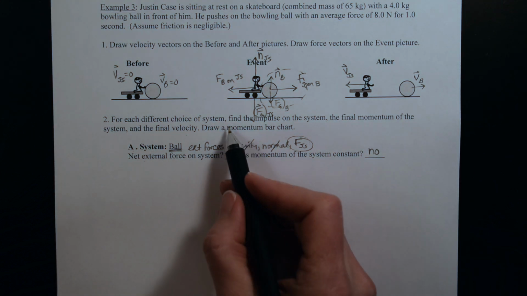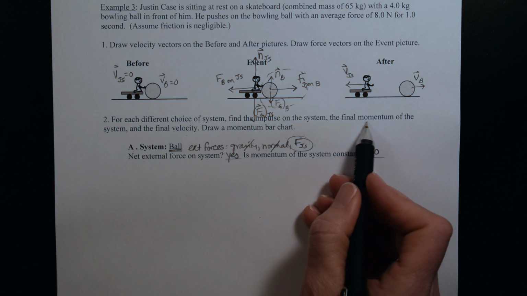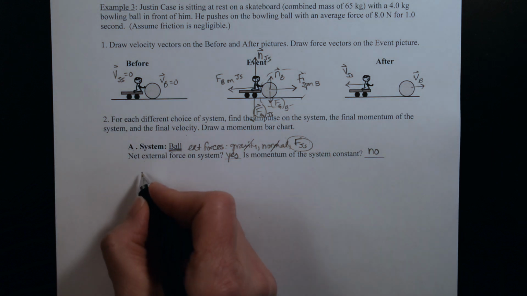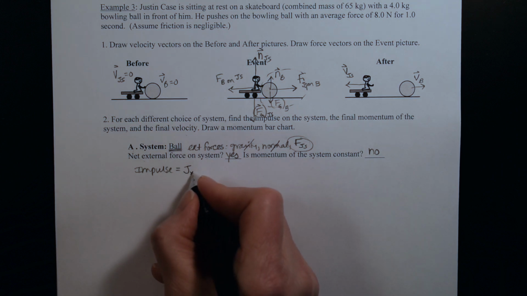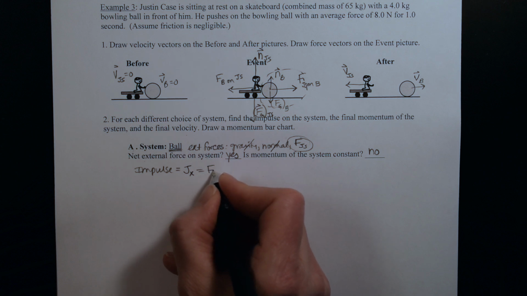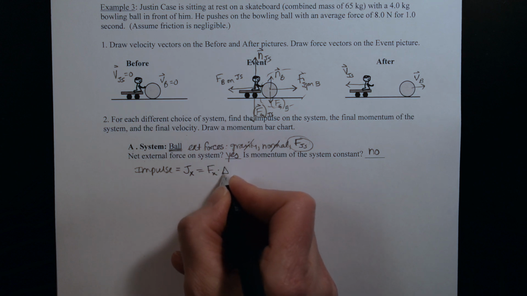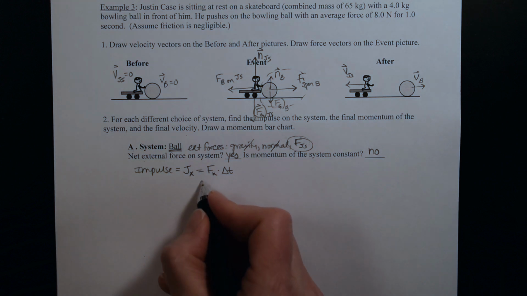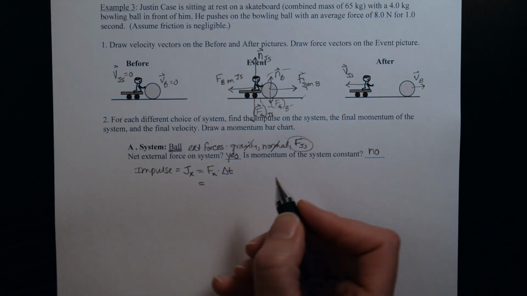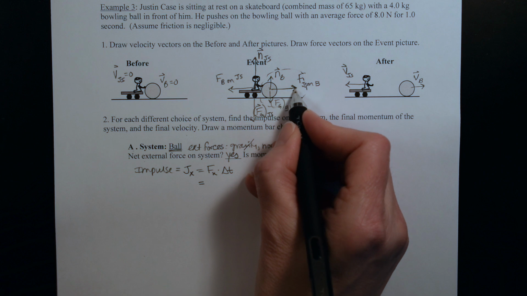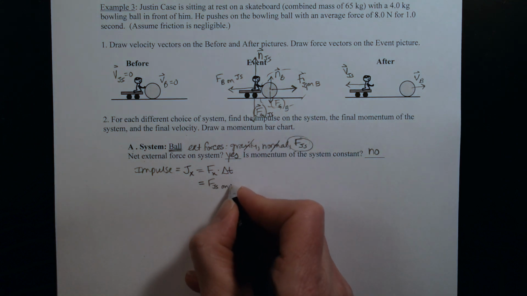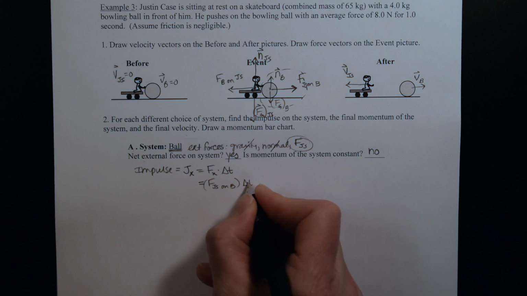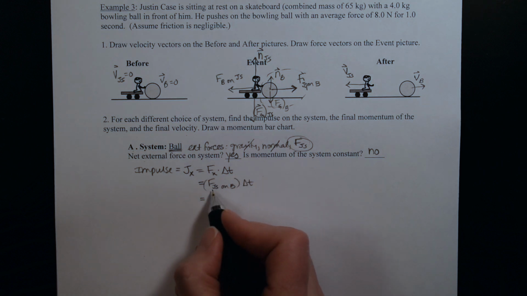So now we need to find the impulse and final momentum and final velocity. To find impulse, impulse equals J. We have the x direction going on here, so we need the average force in the x direction times the time interval. So the average force on the ball is the force of Justin and the skateboard on the ball times the time interval.